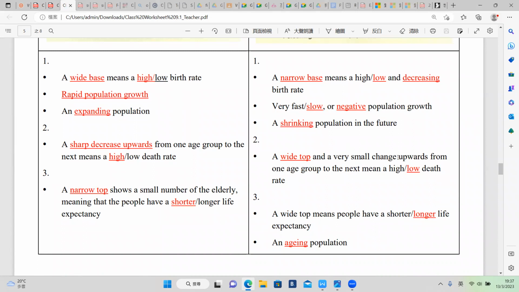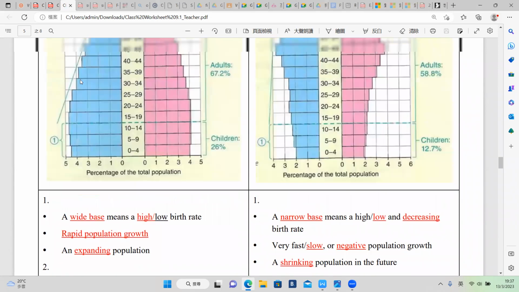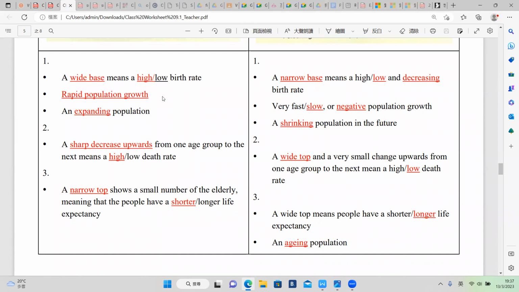The top stays wide and changes only slightly upwards from each age group, which means a low death rate, longer life expectancy, and an aging population. For India, we have a wide base with a high birth rate, rapid population growth, and an expanding population. The sharp decrease upward from one age group to another means a high death rate.